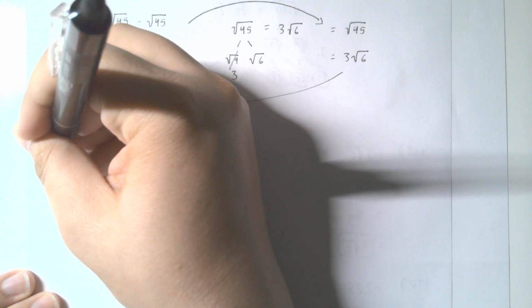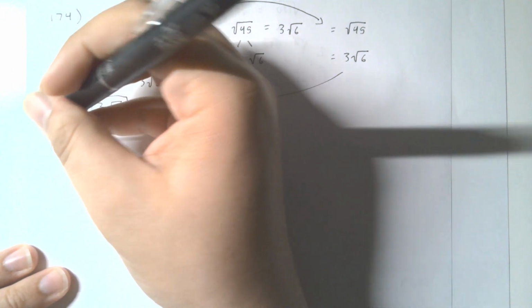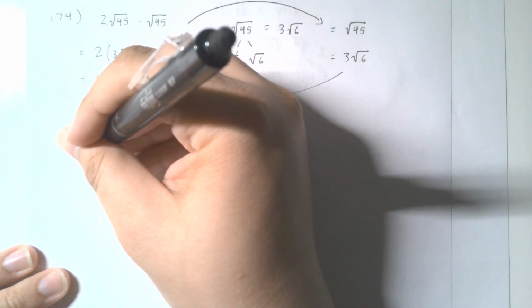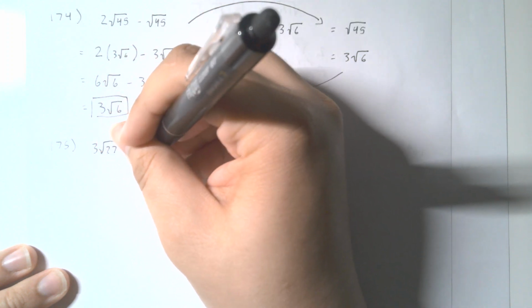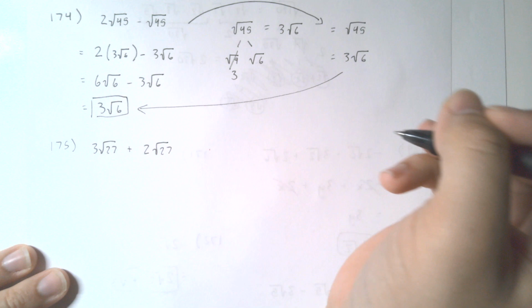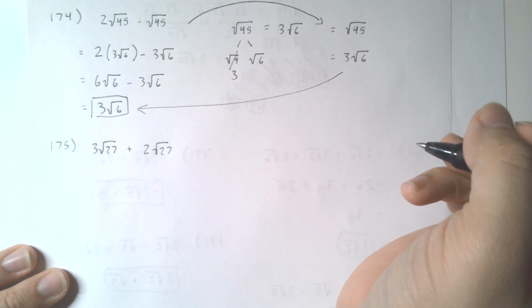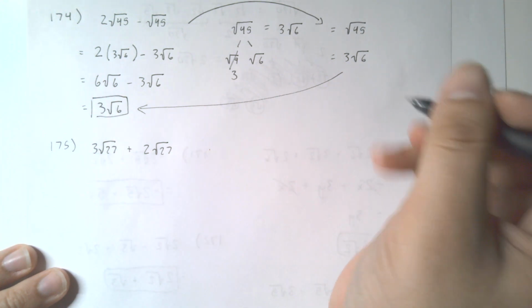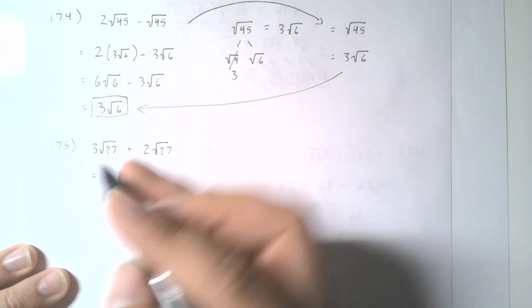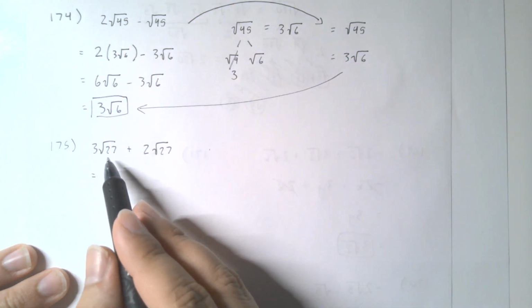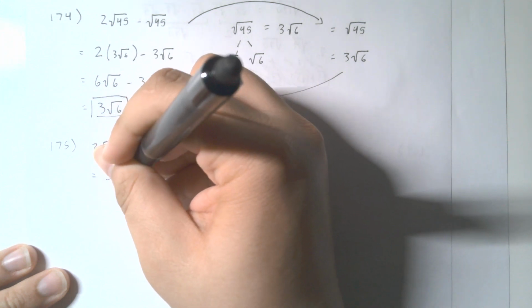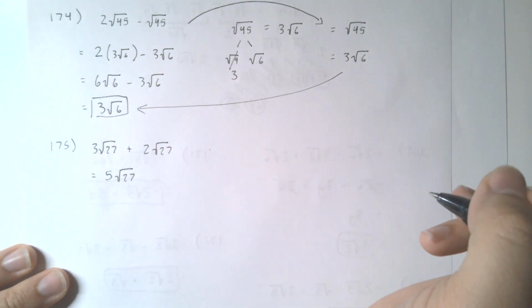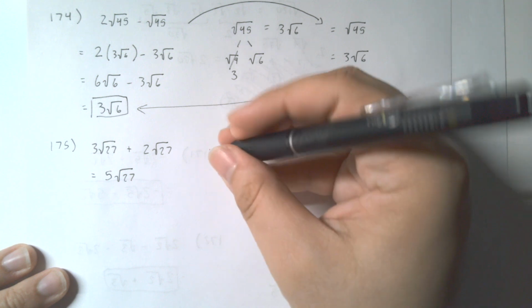For the next one, we have for number 175, 3 square root of 27 plus 2 square root of 27. Well, like the previous problem, let's combine these first. We have 3 square roots of 27 plus 2 square roots of 27. We can combine this as 5 square root of 27. And the square root of 27 is divisible by a perfect square.